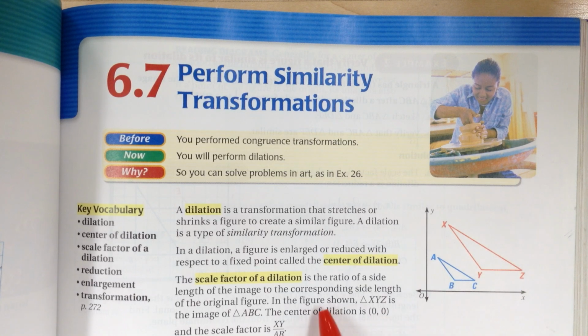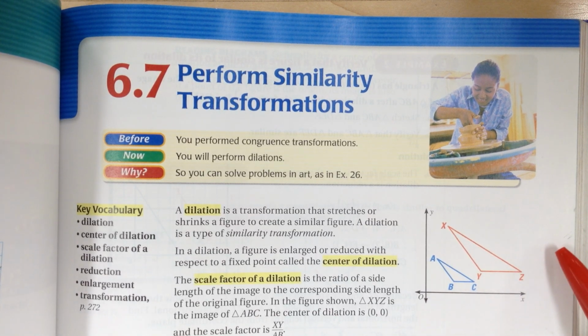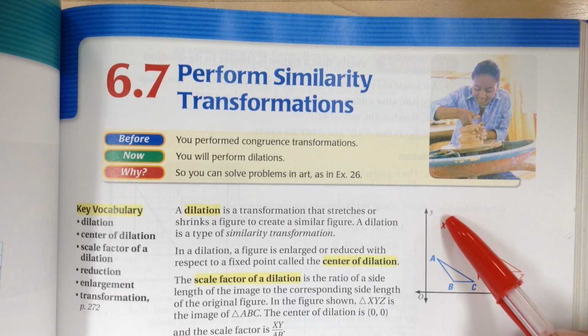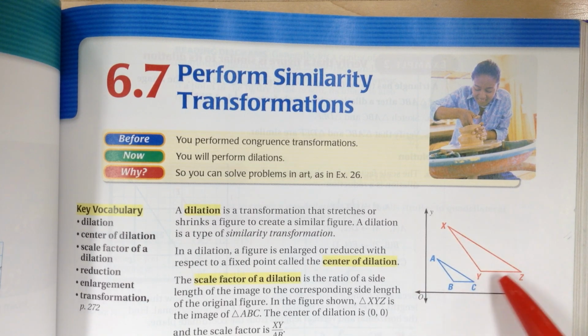Okay. It says the center of dilation is 0, 0. Okay. And the scale factor is XY over AB. Or you can use any of the lengths. Because they're similar, they will have the same scale factor. So it can be XY over AB or YZ over BC or XZ over AC. Doesn't matter. You can choose any of the lengths to get the scale factor.